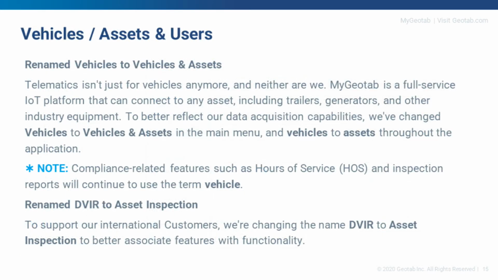Vehicles, assets, and users. So as you can see, we are going to be renaming vehicles to vehicles and assets. Now, telematics isn't just for vehicles anymore, and neither are we. MyGeotab is a full-service IoT platform that can connect to any asset, including trailers, generators, and other industry equipment. To better reflect our data acquisition capabilities, we've changed vehicles to vehicles and assets in the main menu, and vehicles to assets throughout the application.